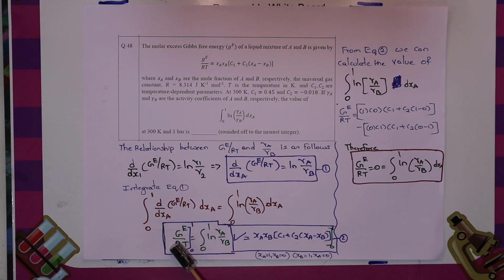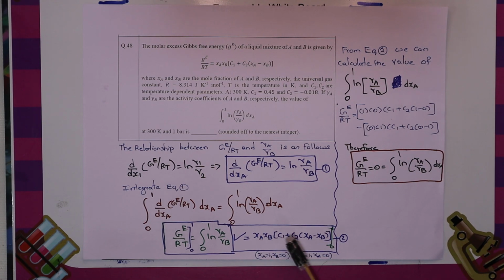So if you are able to calculate GE/RT between the limits 0 and 1, then you have already calculated this value. That means GE/RT, which is given as XA into XB into (C1 plus C2 into (XA minus XB)), between the limits 0 to 1. Let us substitute these limits in this equation and get the value. What is the expression you are supposed to put in? When XA equals 1 to XA equals 0. What is XA equal to 1?